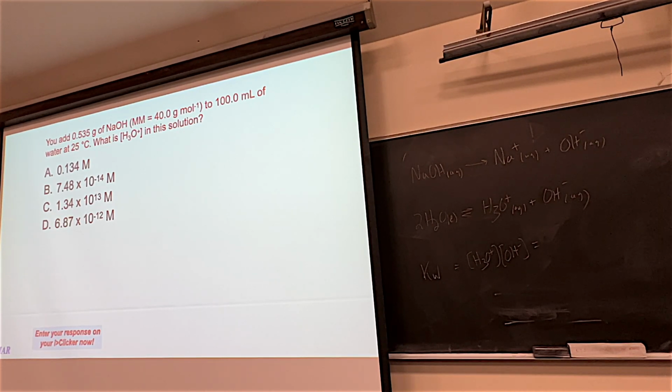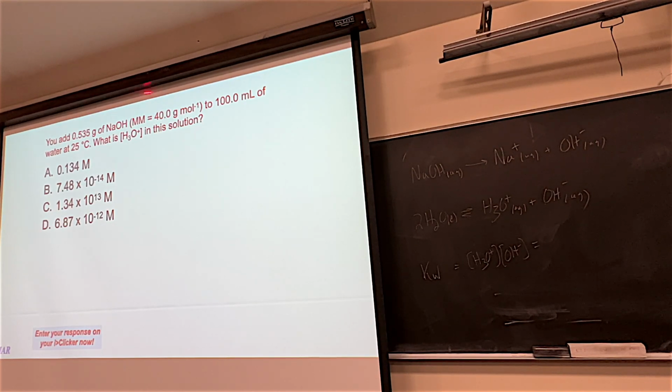So on this problem, you're starting with sodium hydroxide, and this is the molar mass of sodium hydroxide, and it asks for the hydronium. But the weird thing here is that hydronium is the hallmark of an acid, and hopefully you're starting to remember now that sodium hydroxide is one of the strong bases. So we have to translate what is a basic value into an acid value.